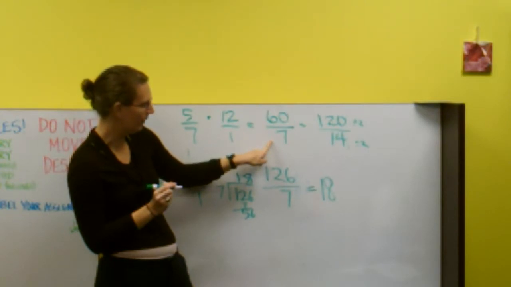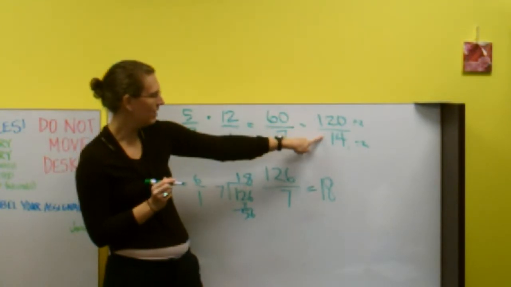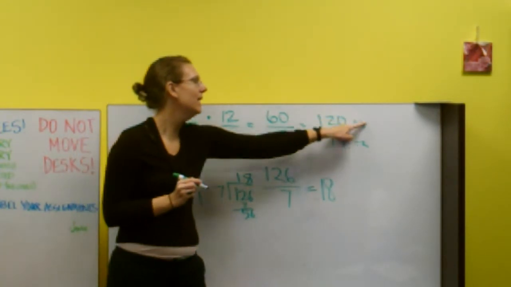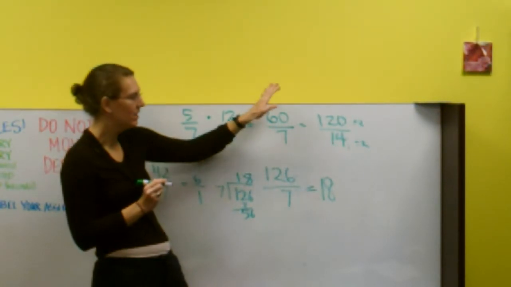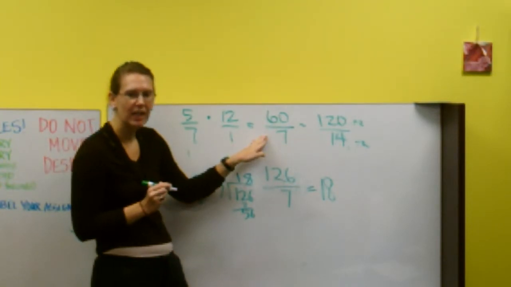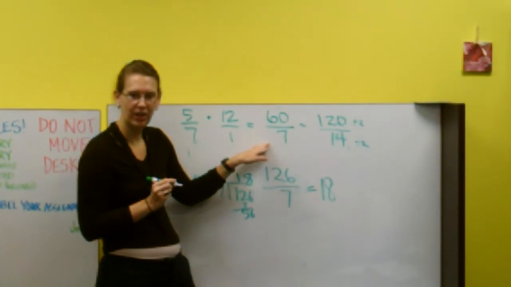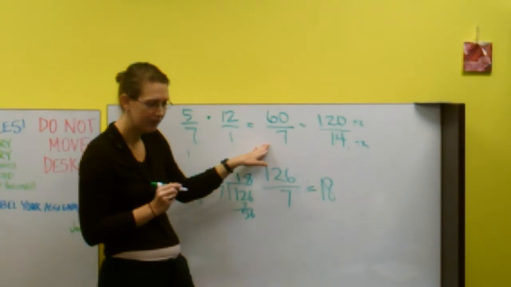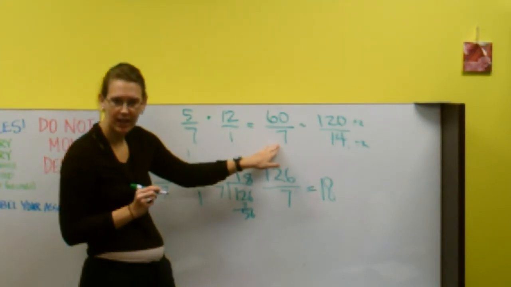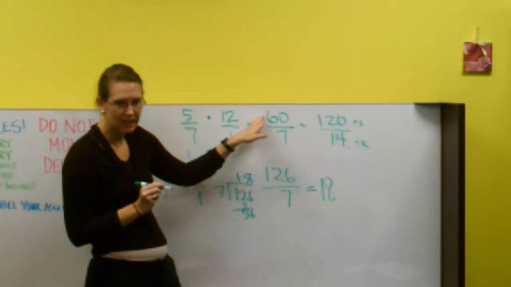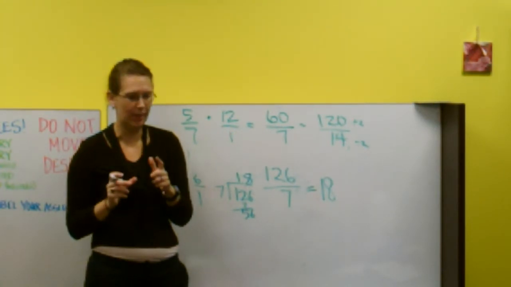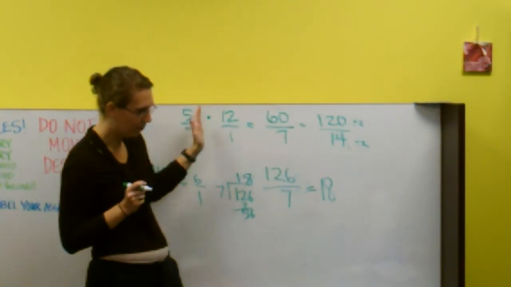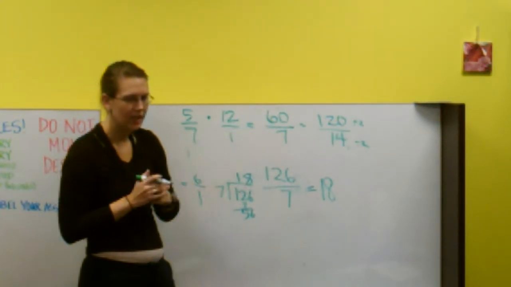60 over 7. I multiply both by 2 to get 120 over 14. But as we can see, this one can be reduced. As long as your improper fraction is in lowest terms, we're good to go. 60 over 7, and 7 is prime, doesn't go into 60, so 60 over 7 is lowest terms. They don't have anything in common. So that is an appropriate answer, 60 over 7. You'll be good to go.